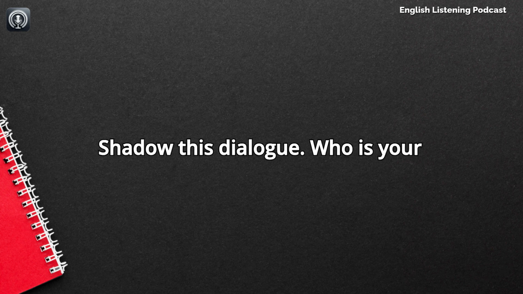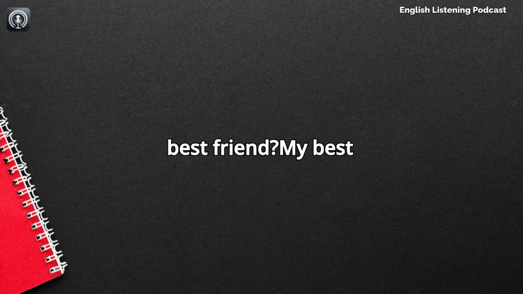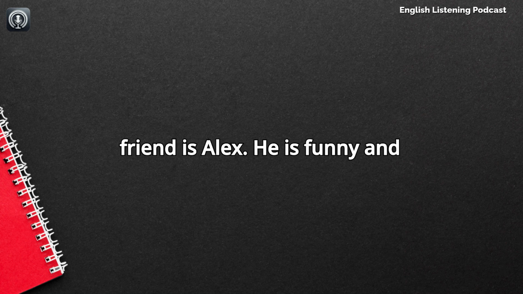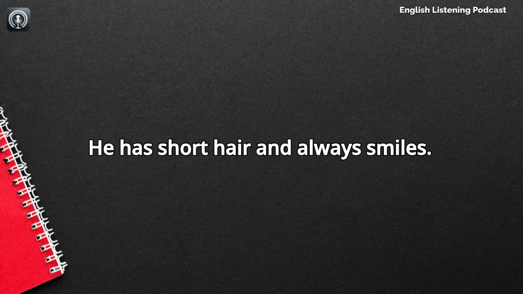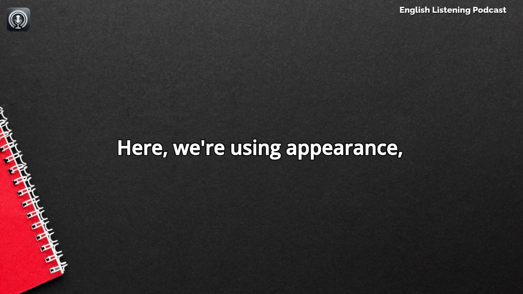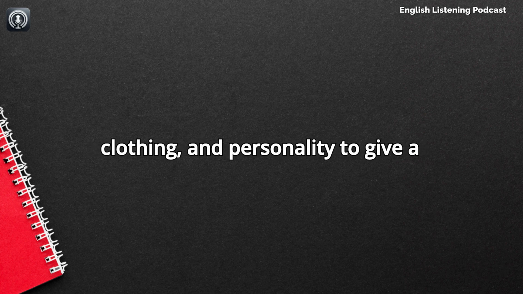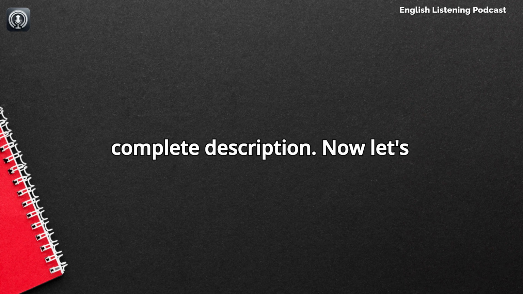Shadow this dialogue. Who is your best friend? My best friend is Alex. He is funny and smart. What does he look like? He has short hair and always smiles. Here, we're using appearance, clothing, and personality to give a complete description.